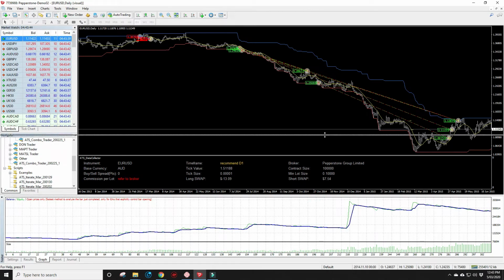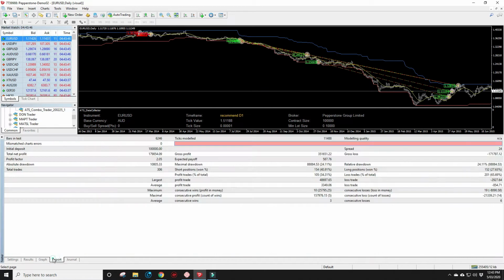When we now go to the statistics of this overall report, we see that we've got a very good profit factor of 2.05. We started with an initial balance of 100,000 and we made $179,854 in profit through this solution, and we took 306 trades. Average profit trade was $3,349 and our average loss trade was $854. So this demonstrates that positive skewed nature of this strategy. Our average winners are much bigger than our average losers.